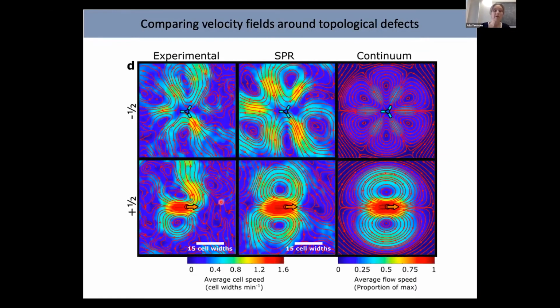And here are the experiments. And there the noise is even worse because these are hard experiments, but you're seeing the 2 vortices here, and up here 6 vortices around that -1/2 defect. So at least to the extent of the flow fields they're creating, these defects are the same in the experiments and in the simulations.